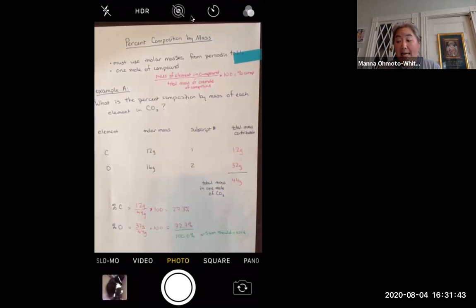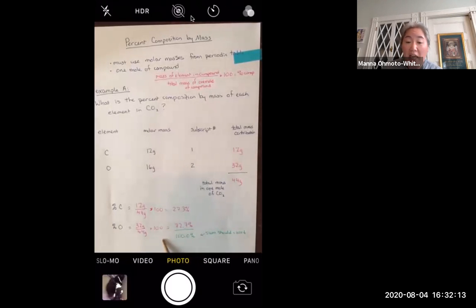So if I were to ask what is the percent composition of each of the elements, you would place the contribution of carbon, 12 grams, over the total, 44, and multiply it by 100, and you get 27.3. Then you could either subtract 27.3 from 100 or do the same thing for oxygen. So oxygen, its contribution is 32 grams over 44 times 100, so that's 72.7%.